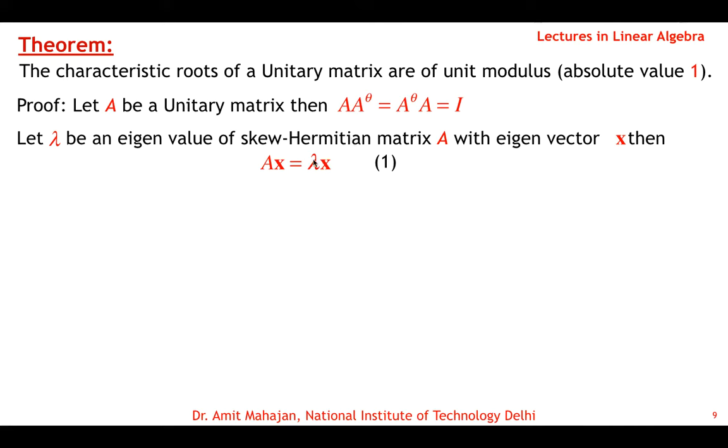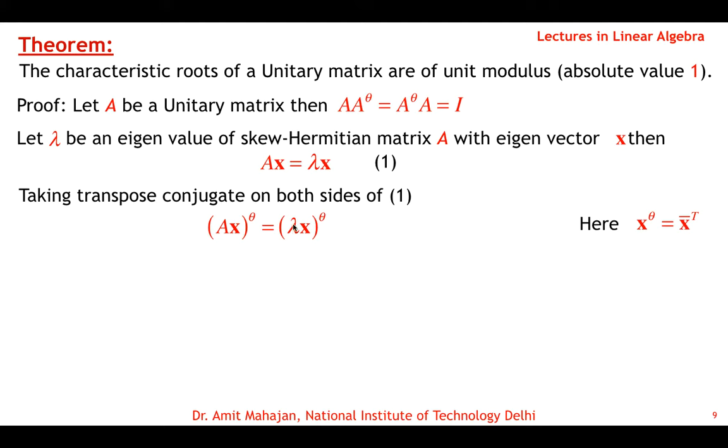Okay, so Ax is equal to lambda x, and so if I take the conjugate transpose on both sides of this, okay, so take this whole power theta on both sides, it is (Ax) power theta equals (lambda x) power theta. On this side we have a product, so we will get x theta times A theta, and on this side we will get lambda conjugate times x theta.